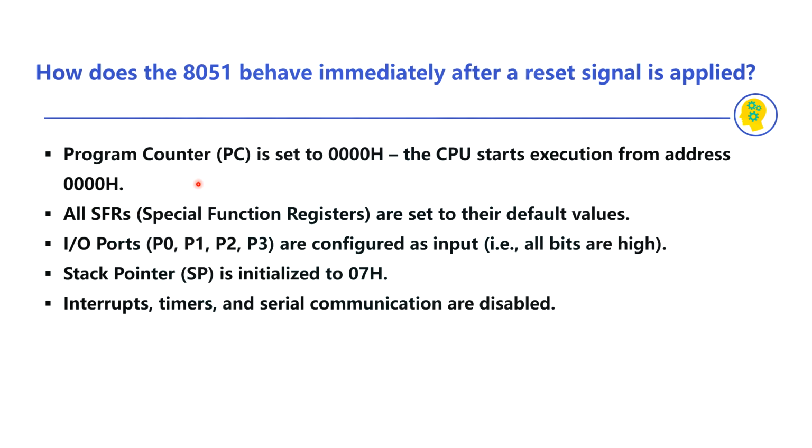The program counter PC is set to 0000H. The CPU starts execution from address 0000, remember. All special function registers are set to their default values. Input output ports P0, P1, P2, P3 are configured as input pins, that is, all bits are high. The stack pointer SP is initialized to 07H. Interrupts, timers and serial communications are disabled.